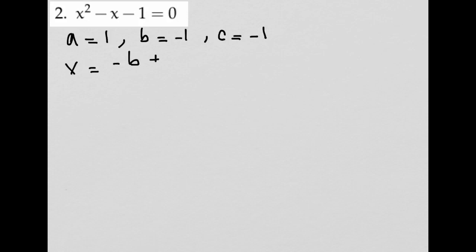Example 2, let's solve x squared minus x minus 1 equals 0 using the quadratic formula. So a is 1, b is negative 1, and c is negative 1 as well. x equals minus b plus or minus square root of b squared minus 4ac over 2a.